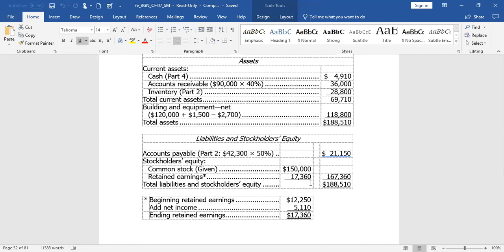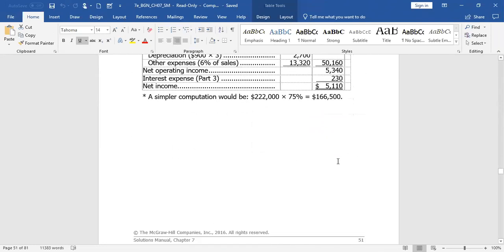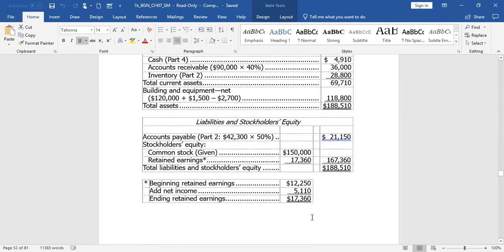Retained earnings is also given of 12,250 at the beginning of April, end of March. And we accounted for the net income for the quarter of $5,110. So we must add that to retained earnings. There are no dividends, so retained earnings, $17,360. Total stockholders' equity, $167,360. Add that to your liabilities. They equal total assets, $188,510.